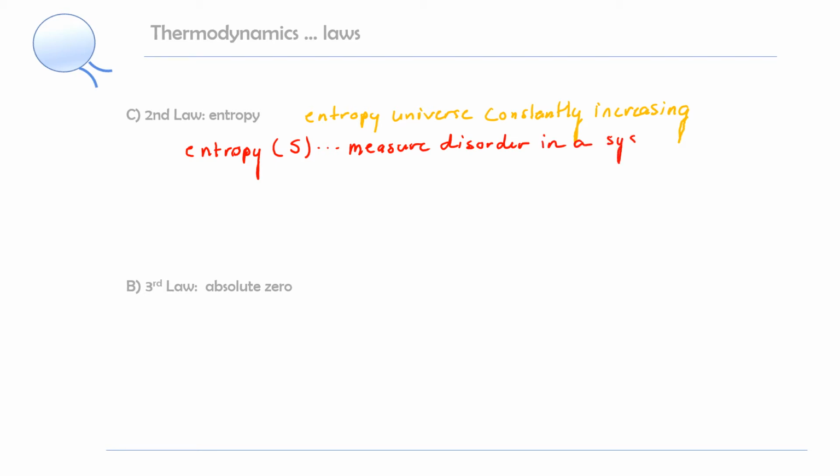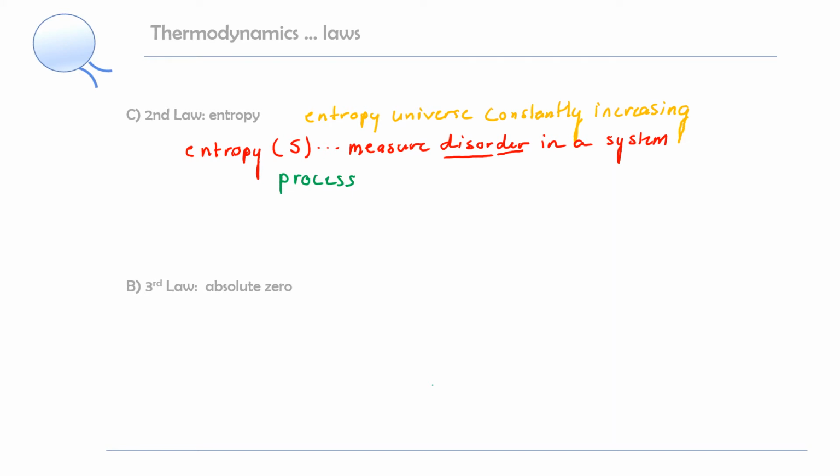Big word, disorder. So chaos, randomness. Buildings over time, unless we maintain them, are going to crumble. They go from a state of high order to disorder. That is the concept of entropy. It's a measure of that.